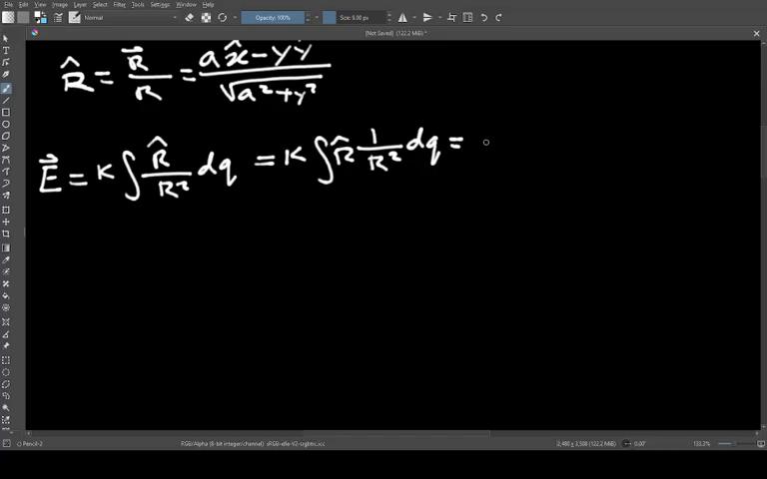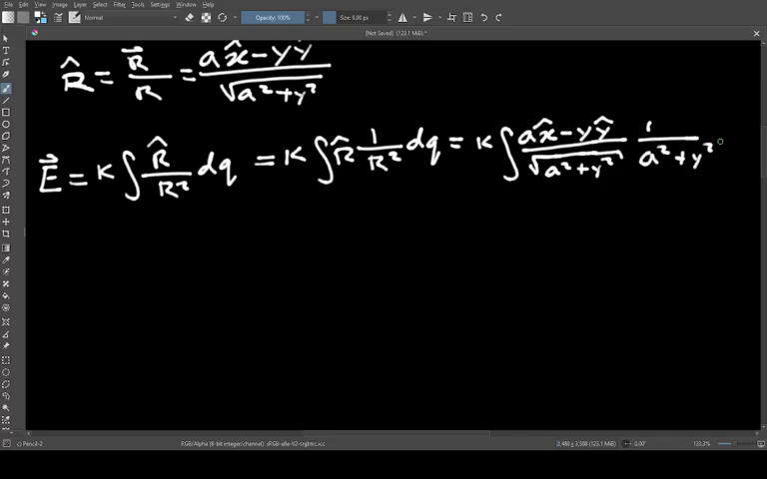And now we can go ahead and further simplify this. Let's substitute r hat, which is up there, and we're going to write a x hat minus y y hat all over the square root of a squared plus y squared, times, note that there's two of them, times 1 over a squared plus y squared dq.